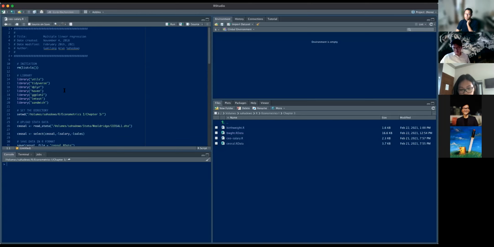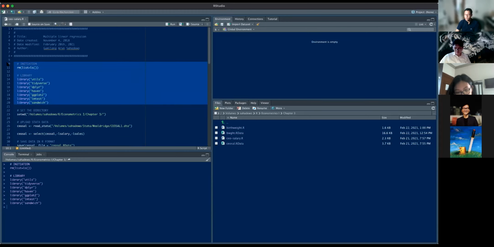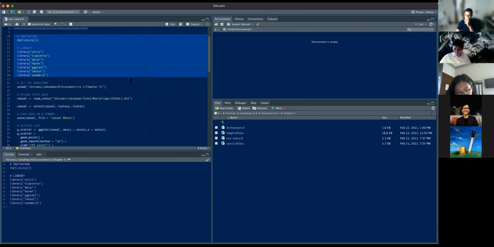Now, the first thing that you want to do is install several libraries. These libraries are going to help you with different analyses and different graphical capabilities. For example, in this particular case, I installed ggplot. ggplot is going to help me do plotting and stuff like that. The idea is quite similar to Stata. You have a list of syntax that you can use.